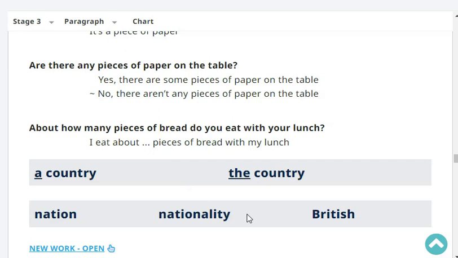About how many pieces of bread do you eat with your lunch? I eat about 4 pieces of bread with my lunch. Very good.